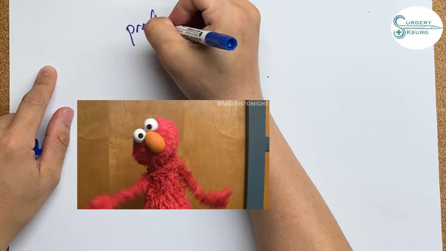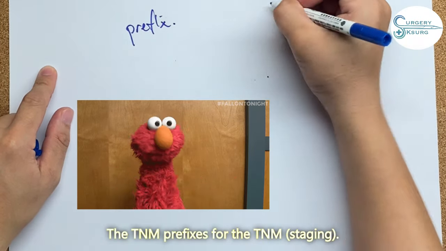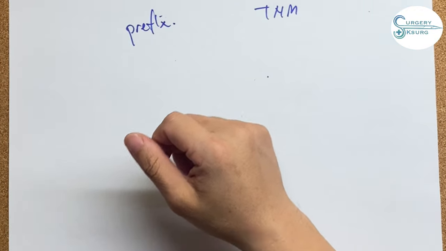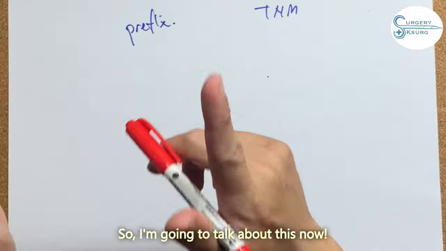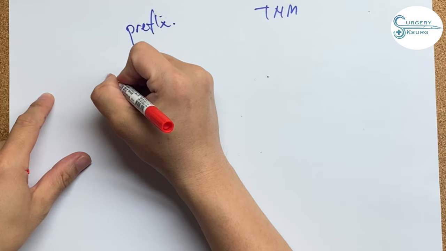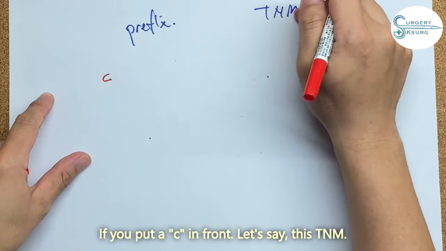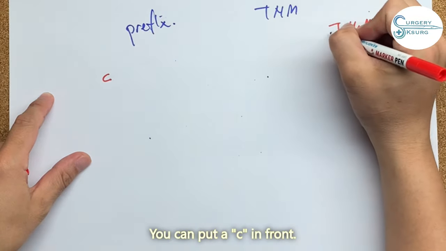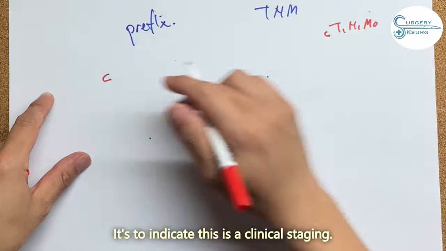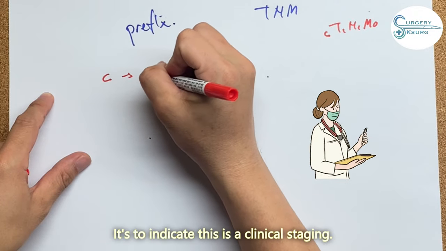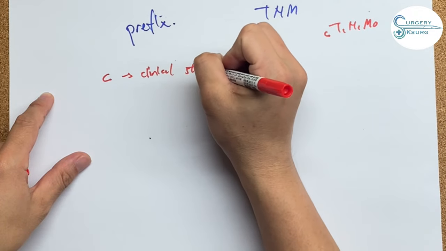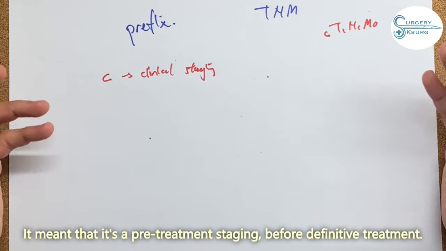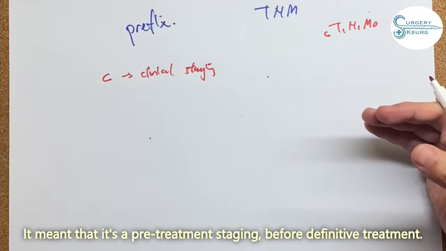Yeah, the prefix for the TNM. So we are going to talk about this now. If you use a C in front, let's say it's a T1, N0, M0, you can put a C in front to indicate this is a clinical staging. It means it's a pre-treatment staging before definitive treatment.